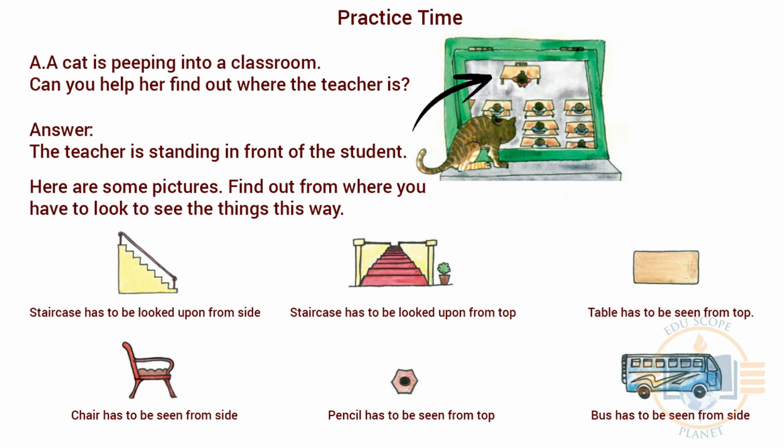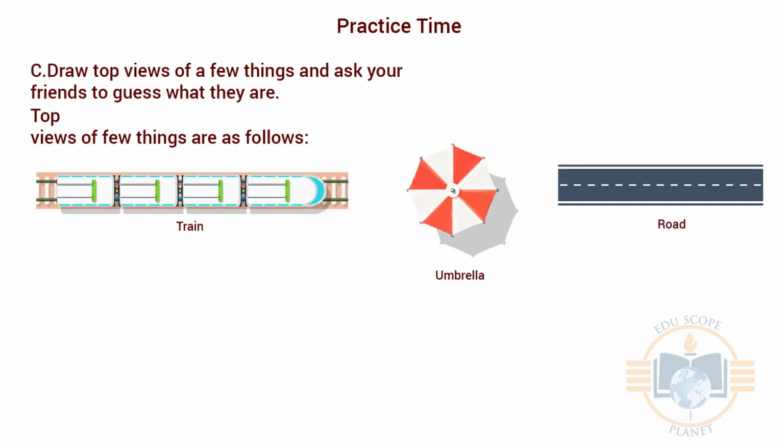Here are some pictures. Find out from where you have to look to see the things this way. Staircase has to be looked upon from the side. This staircase has to be looked upon from the top. Table has to be seen from the top. Chair has to be seen from the side. Pencil has to be seen from the top and the bars has to be seen from the side. Draw top views of a few things and ask your friends to guess what they are.